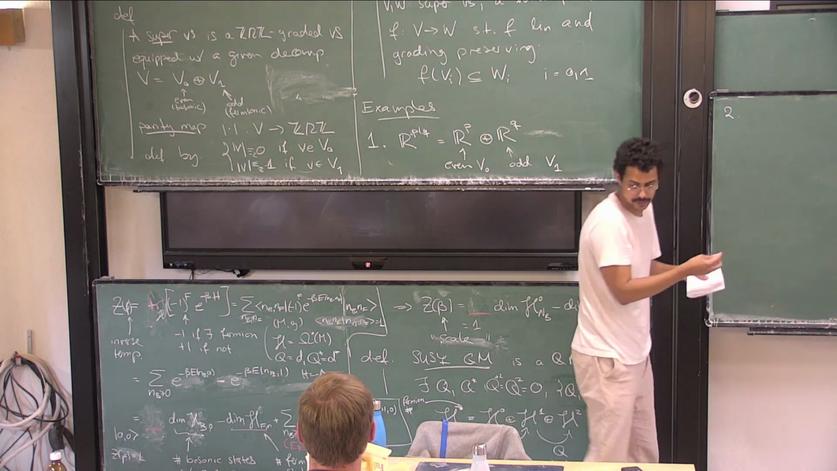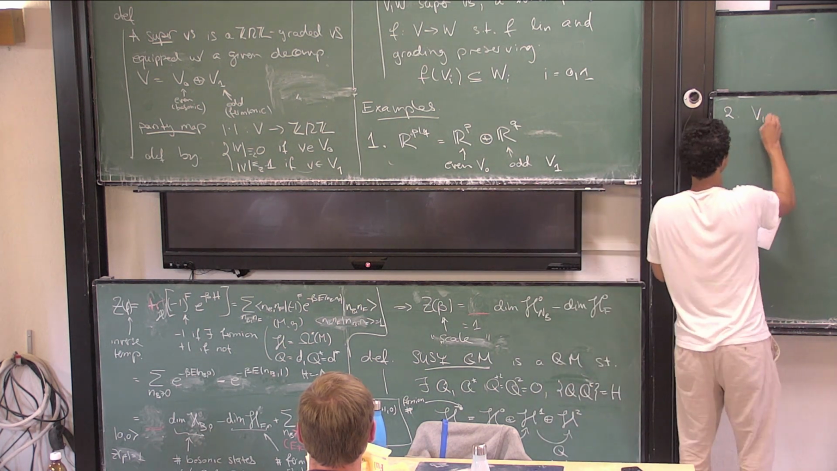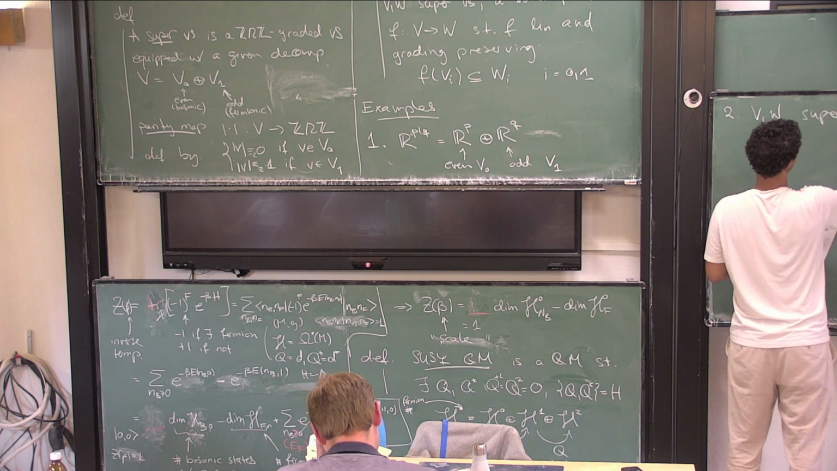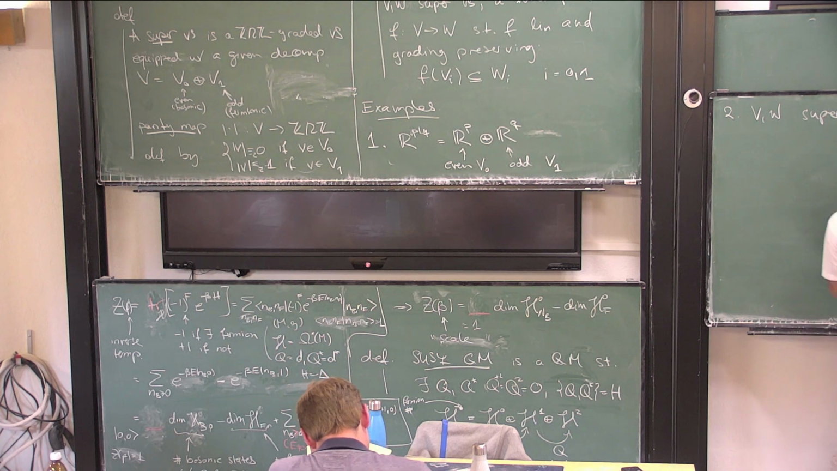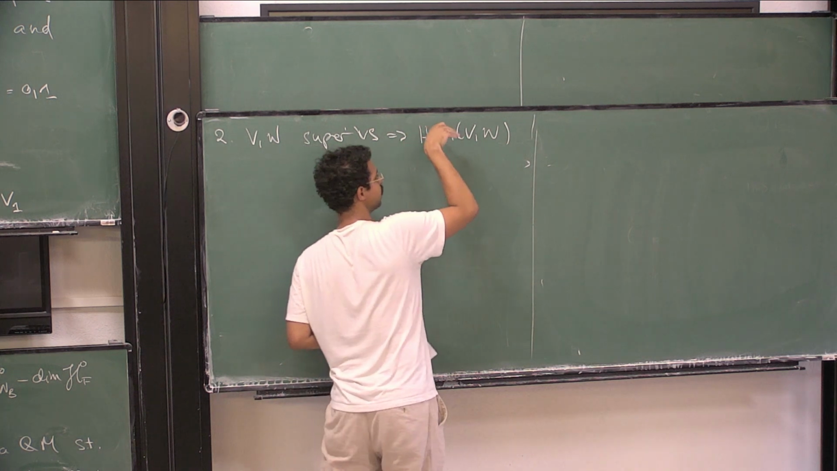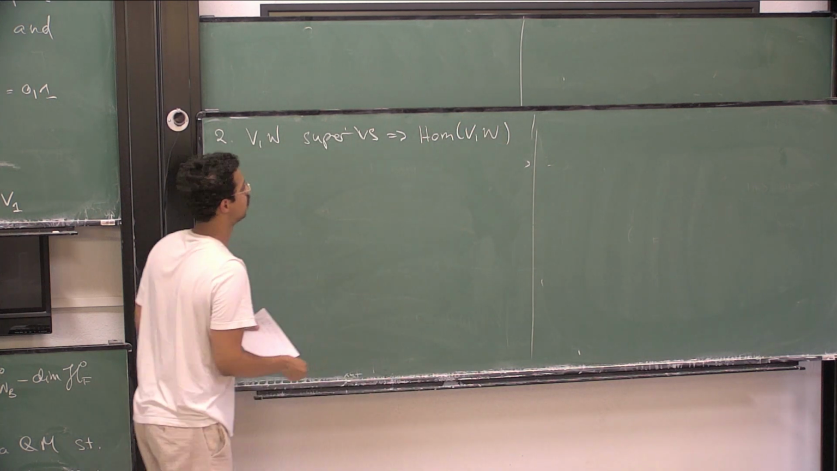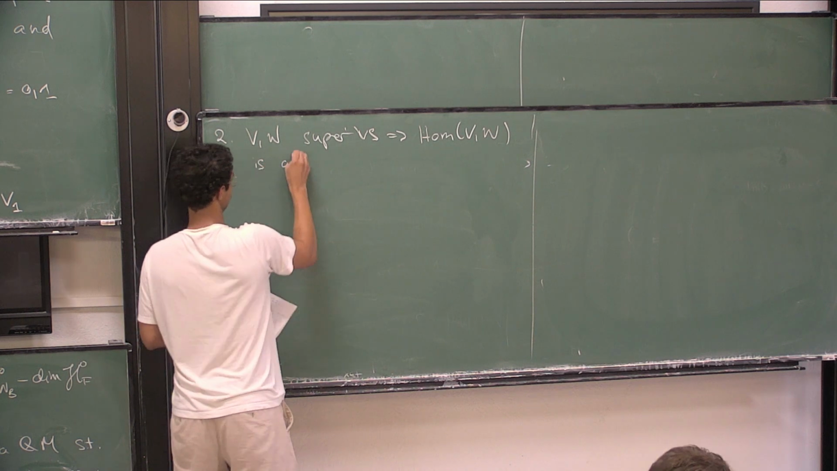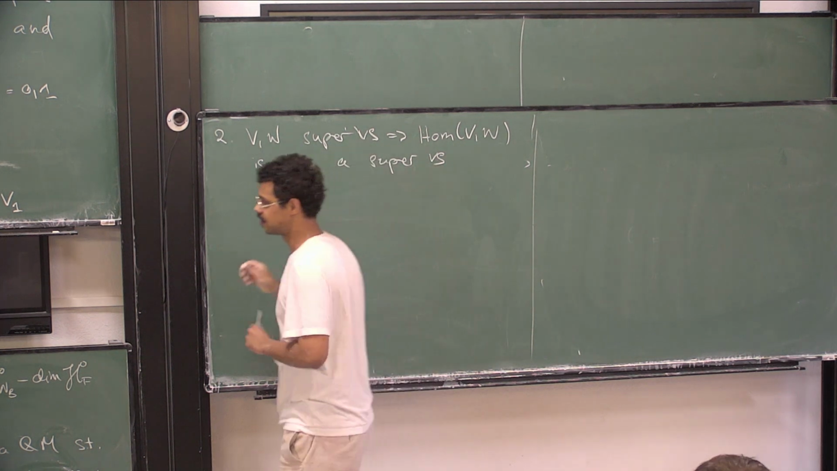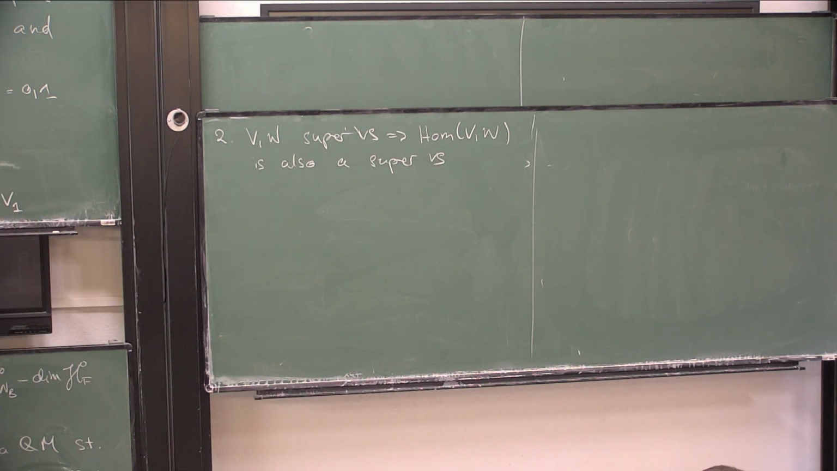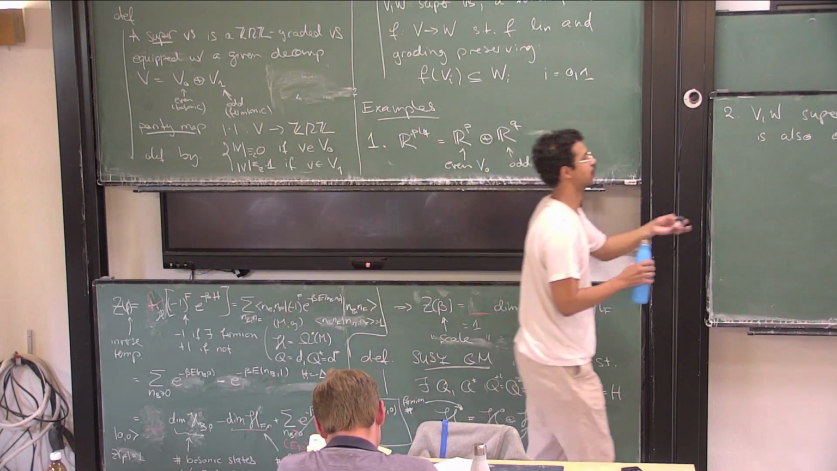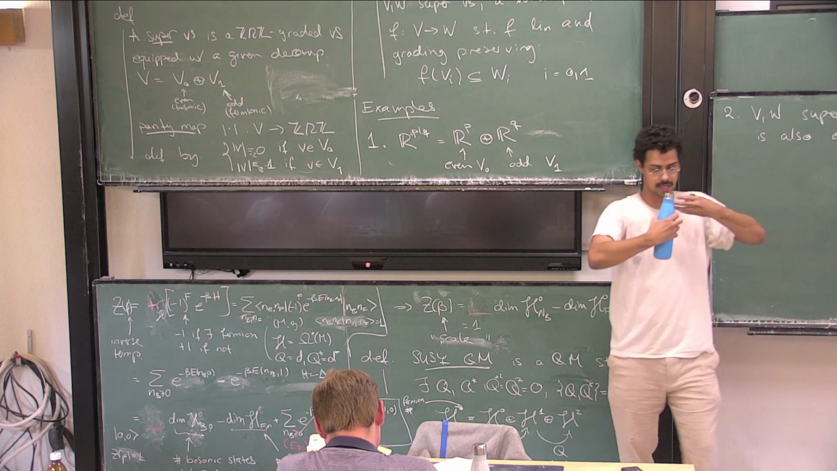Okay. So the second example is if you have V and W being supervector spaces, then all their homomorphisms, let me write it like this, so these are just these maps, homomorphisms from V to W, this is also a supervector space. Okay? So this is an exercise probably to prove, and it's instructive to think about it. You just have to see how you can define this decomposition.